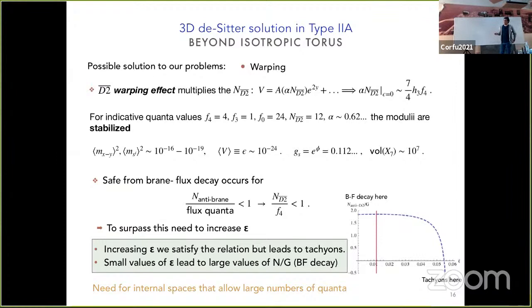This can be cured if we see the analytic expression of this form here. This can be cured if we increase the energy, but if we increase the energy, as we saw in the beginning, we can have tachyons. So it seems that we cannot avoid that, but we can go to internal spaces that allow large numbers of quanta and satisfy this inequality here.